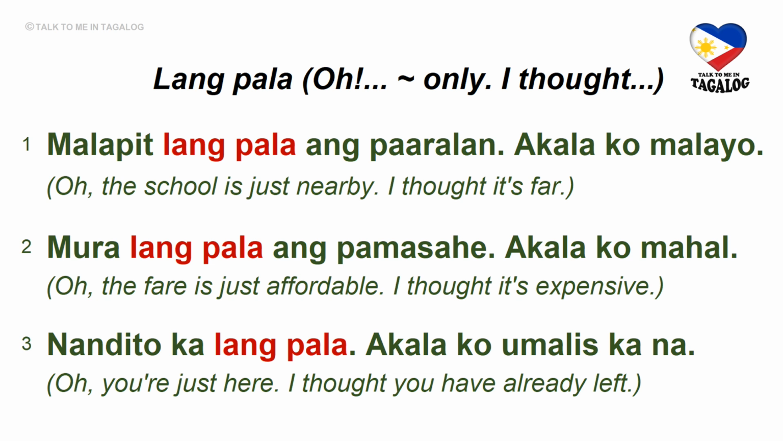2. Mura lang pala ang pamasahe, akala ko mahal. Mura is cheap or affordable. Pamasahe is fare. Mahal is pricey or expensive. So this sentence means that you used to think that the fare is really expensive, but now you have just discovered that it is affordable. So how do you say it in Tagalog? Mura lang pala ang pamasahe, akala ko mahal. Oh, the fare is just affordable. I thought it's expensive.